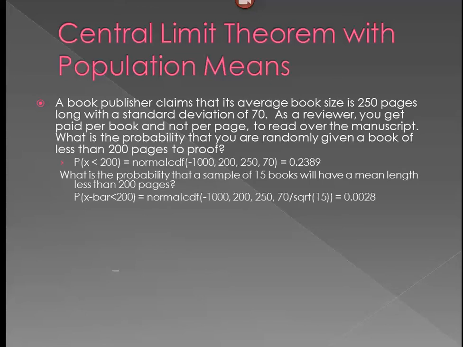And when you do so, notice how I changed this, not x less than 200, but x bar less than 200. We find that there's a 0.0028% probability that 15 books would have an average mean less than 200 pages. Notice the contrast between these, and that is really the key of the central limit theorem. When we're taking samples from populations, we end up with a totally different curve because the standard deviation changes. And that concludes this portion of this video.